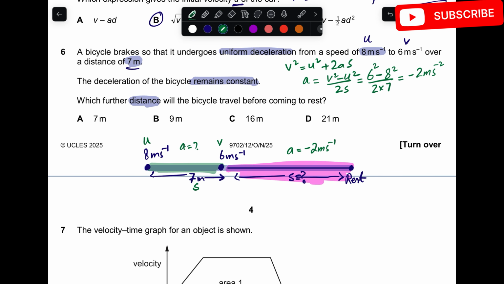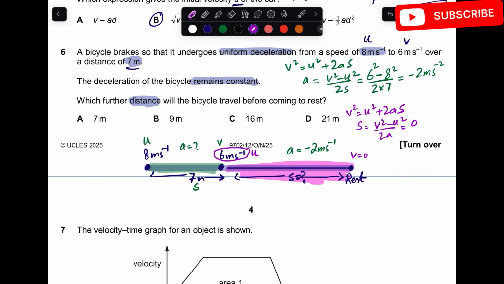We have to find s. So which equation of motion will be applied? The same equation of motion can be applied in this case. Now I have to find s. So v square equals u square plus 2as. For this journey, u will be 6 and v will be 0. So s equals v square minus u square divided by 2a.